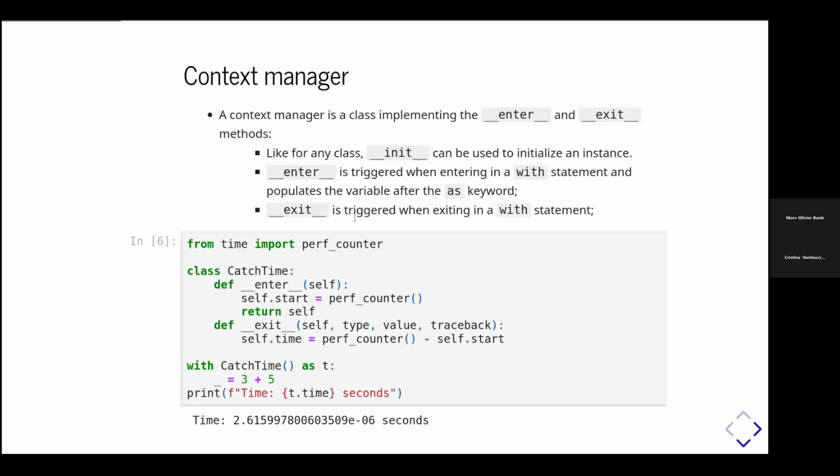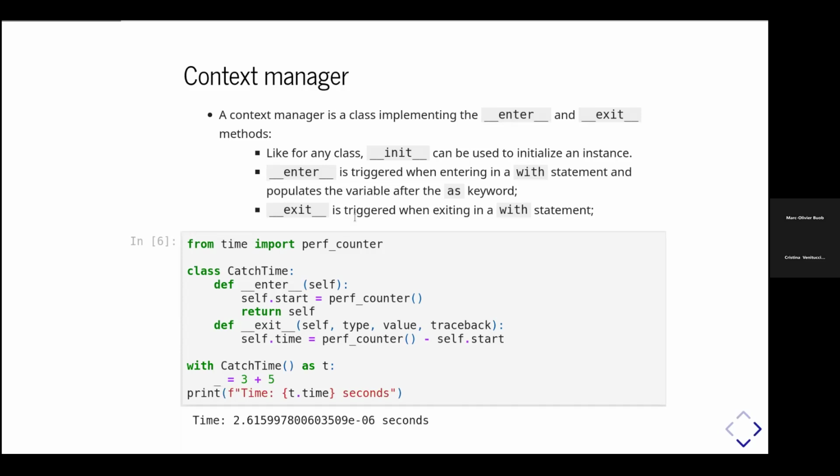Here, for example, I want to define a context manager that will measure the time elapsed. I will call this functor catch time. When I enter the with statement, it will traverse the enter method, and when I exit the with statement, it will traverse the exit method. So what do we do? When we enter the catch time context manager, we save the current time. When we exit, we measure the time again, subtract the time that we saved when we entered, do the difference, and so we get the time elapsed.